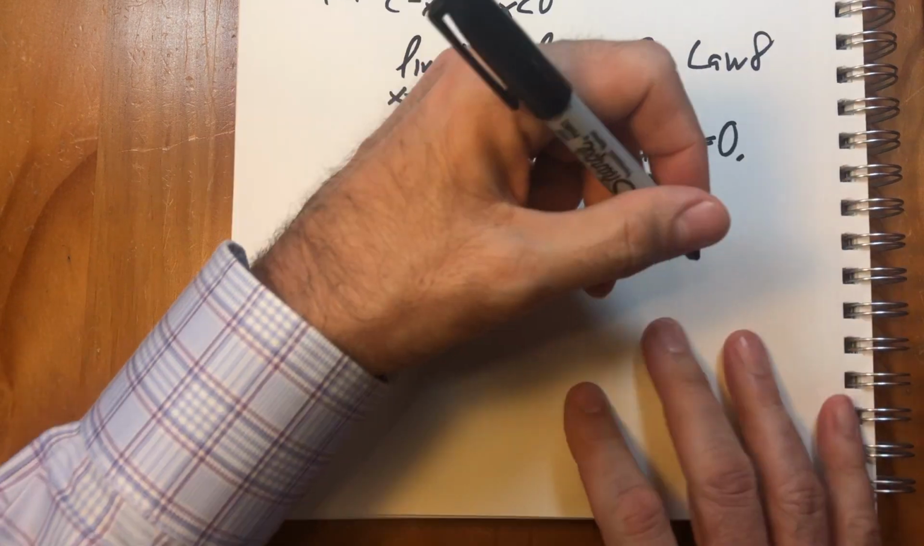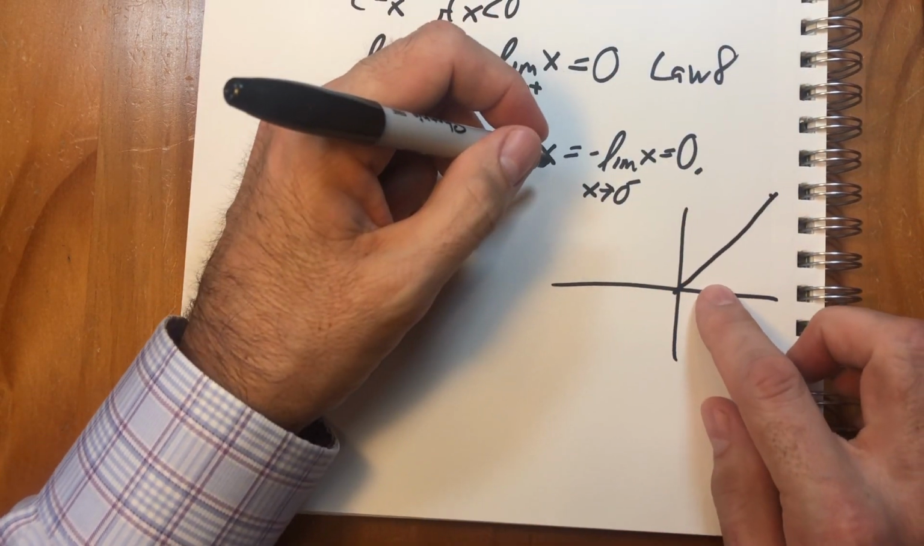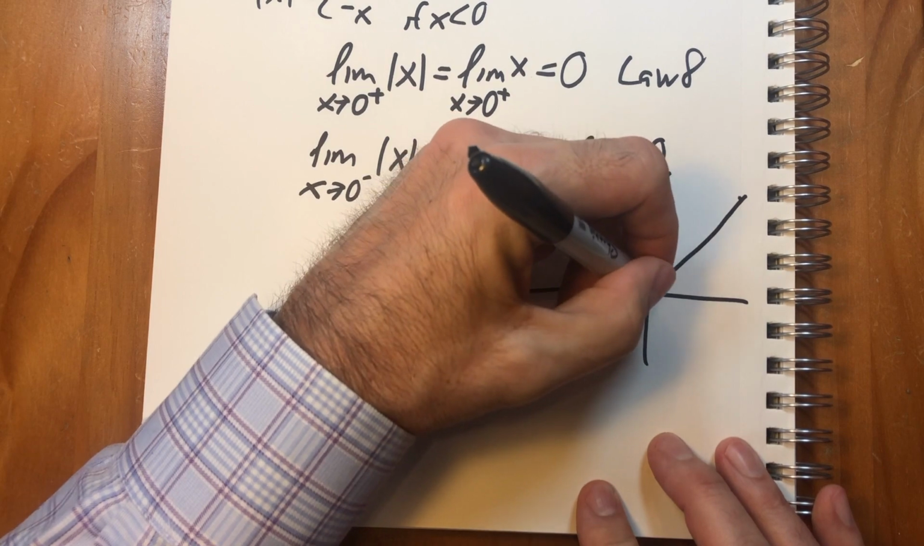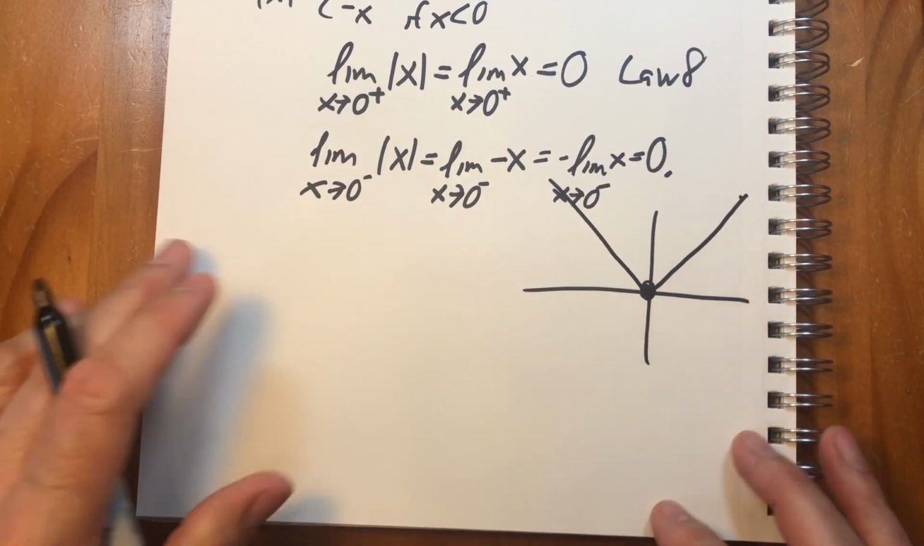Okay? And just to show you the graph of this, this is the absolute value of x when it's positive. This is when it's negative, and there's 0. It's a sharp corner, but it's definitely continuous right there.